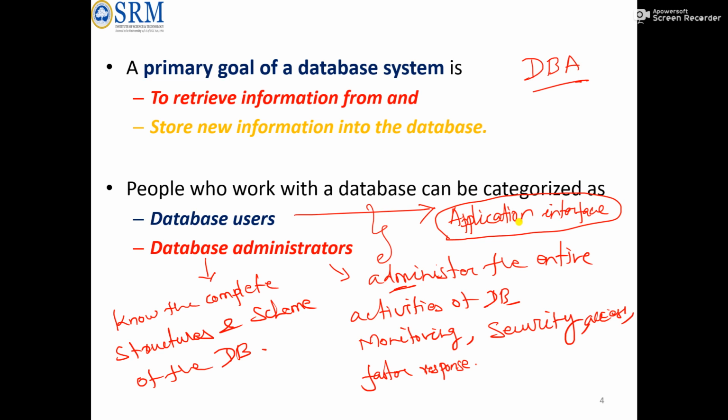Say for example, the application programmer invokes the database only with the help of writing a program. Some users may use certain tools as an application interface to access the database. So that's why I said at the beginning, the database users are categorized by the way they approach or access the particular database.